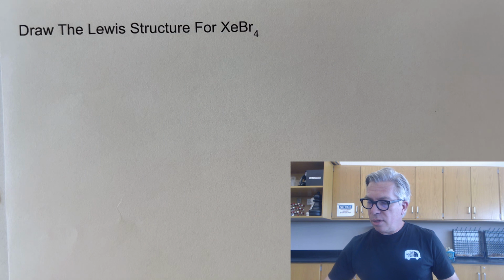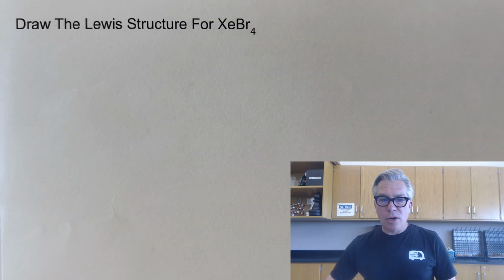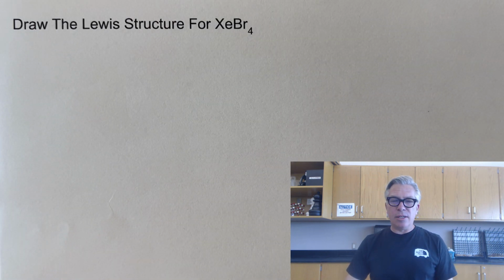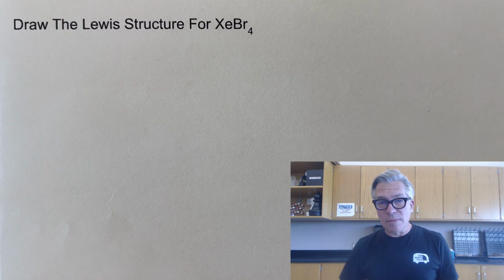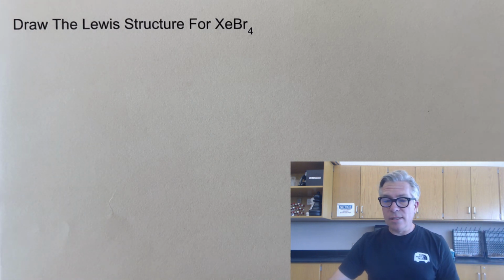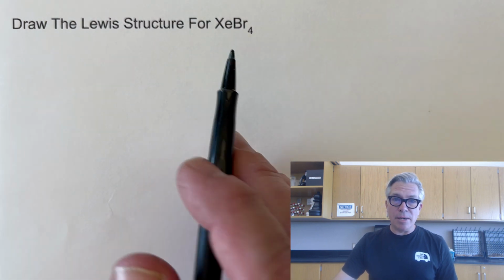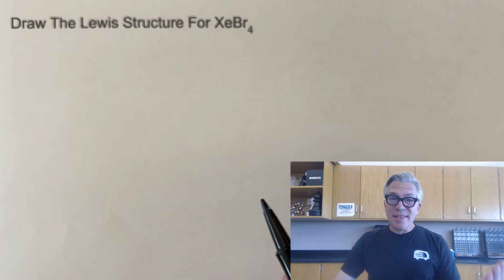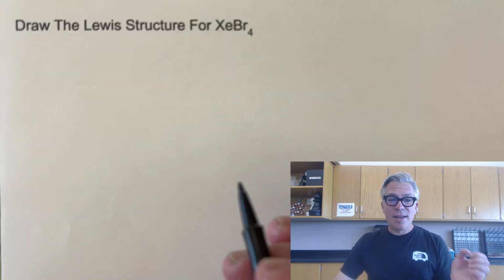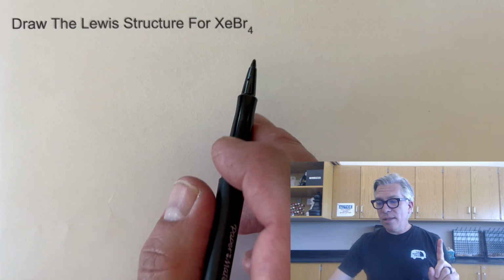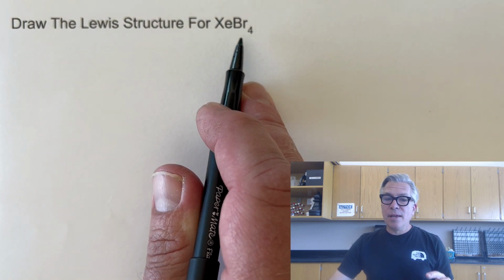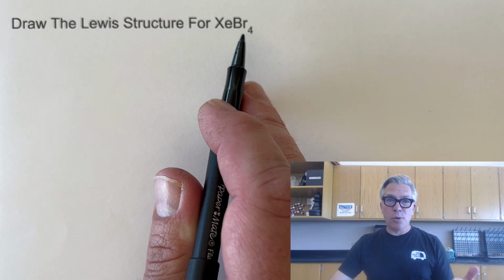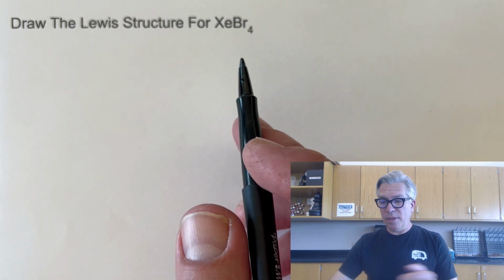Let's try another couple. Here's one that you might see. Draw the Lewis structure for XeBr4. And you might be sitting here thinking, whoa, wait a minute, Mr. Rudolph, I've been paying attention in chemistry class, and my chemistry professor says that noble gases don't make compounds. They don't like to bond with anything. That's why they're noble gases, right? That's true for the most part. However, if it's with another atom that's very electronegative, like bromine, the electronegative atoms can kind of force the noble gases to bond with things.